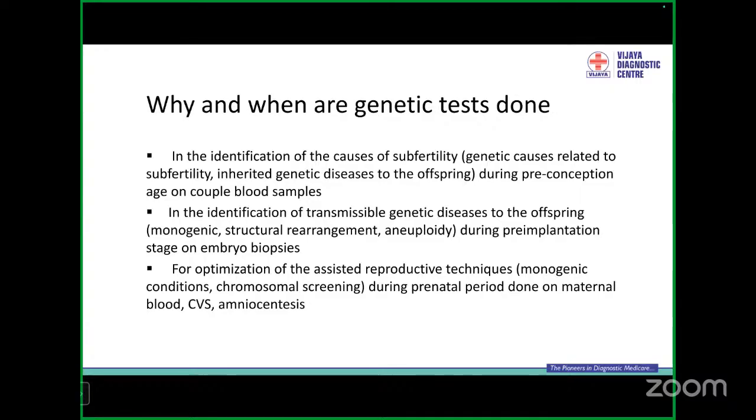So why and when are these tests done? These genetic tests are done to identify the causes for subfertility. They are done at different stages: premarital, preconception, and post miscarriages. At all these phases, these tests come into play. And the genetic tests are done not only to check for chromosome rearrangements or numerical abnormalities, but also to check at the gene level during pre-implantation testing or prenatal testing. So there are different levels and types of genetic testing.